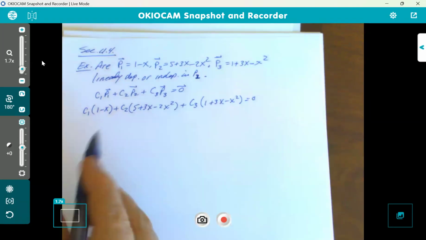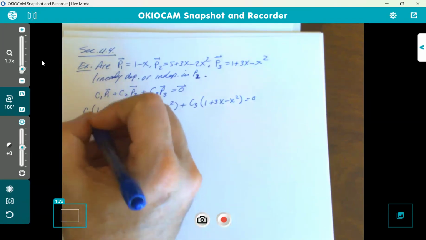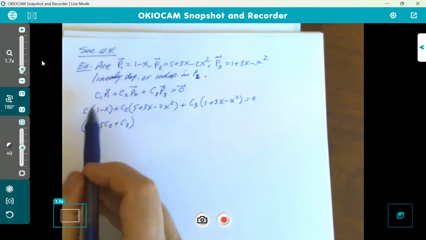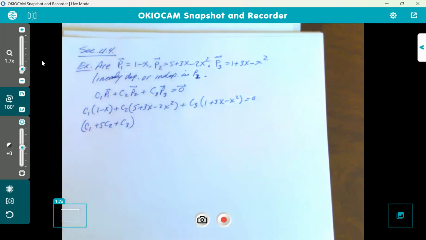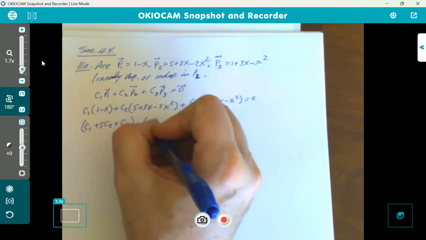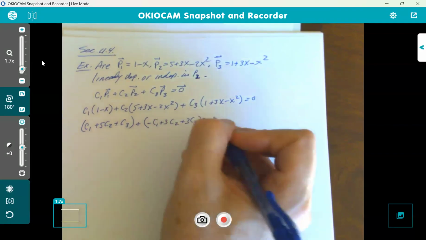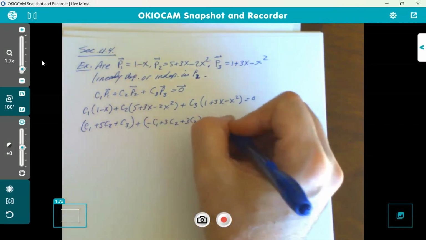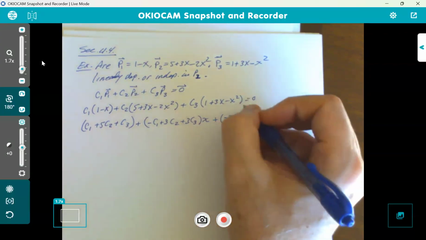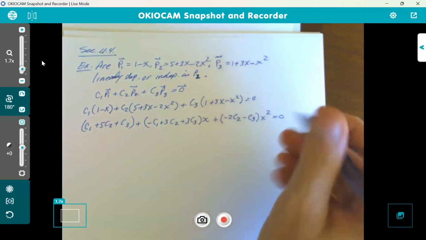Okay. Now, let's combine like terms here. So c1 plus 5c2 plus c3, that's the coefficient. Plus, the second term is going to be negative c1 plus 3c2 plus 3c3, times x. And the last one is going to be what? This is the coefficient on x squared now. So it is negative 2c2 minus c3, times x squared, equals 0.